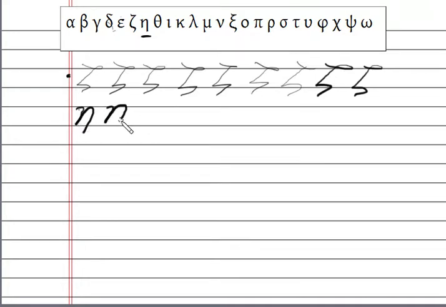Eta. And this is one of the letters that it's going to take you a little bit before you stop confusing it. And that's okay. Give yourself some time to get through it. This is very natural. Eta.